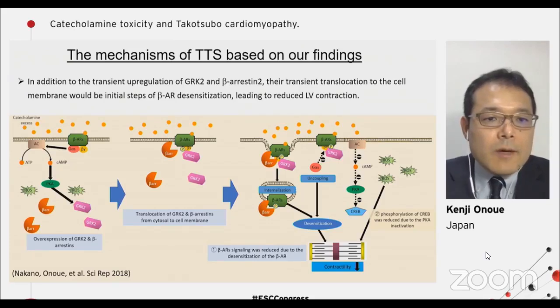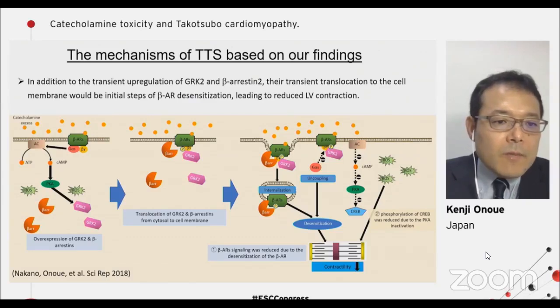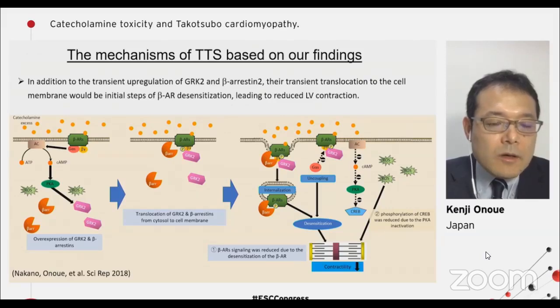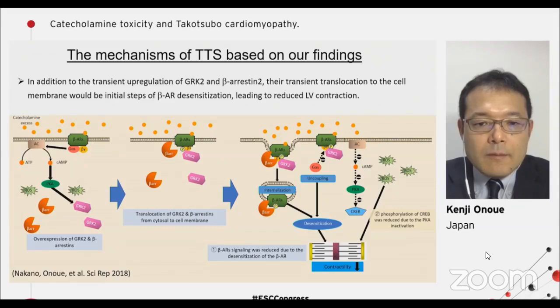This slide shows the mechanism of TTS based on our findings. Under catecholamine excess, GRK2 and beta-arrestin-2, which reduce the beta-AR signaling, were overexpressed. And those molecules translocate to the cell membrane and bind to beta ARs, which results in desensitization of beta ARs. And together with ROS production, the cardiomyocyte contraction is reduced.